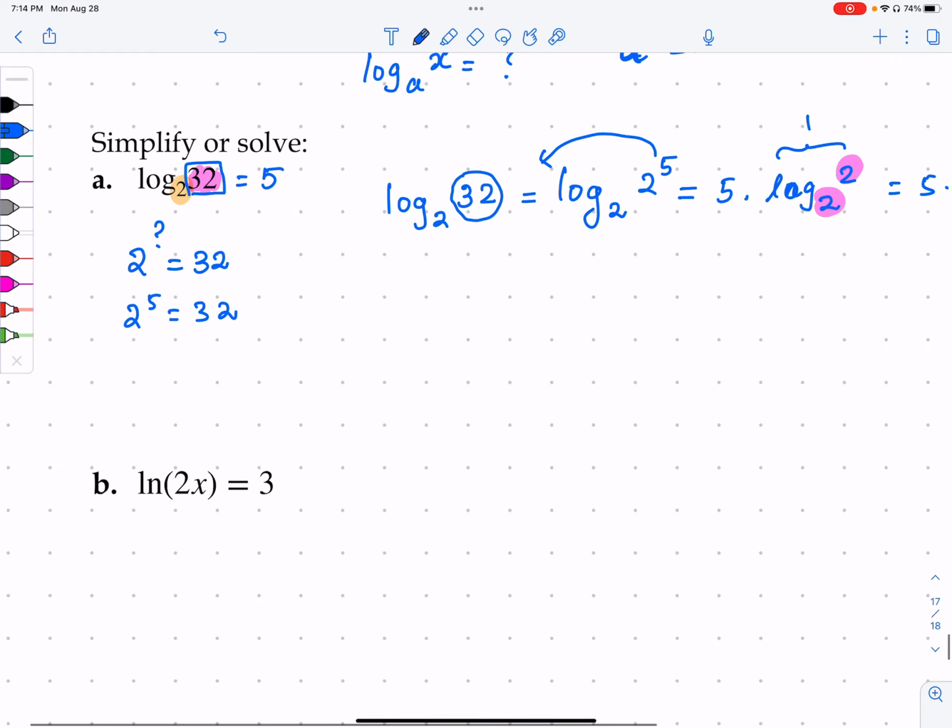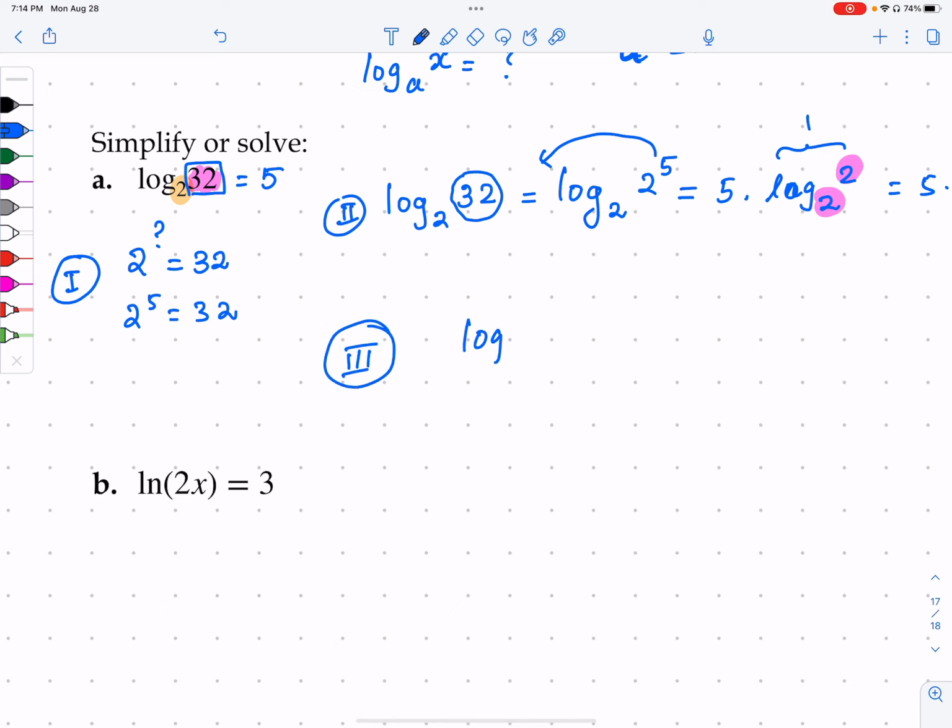The third way to do it would be: log 32 base 2 would be ln of 32 divided by ln of 2, which may not necessarily give you exactly 5. It might give you a number approximately close to 5, and that's perfectly okay.